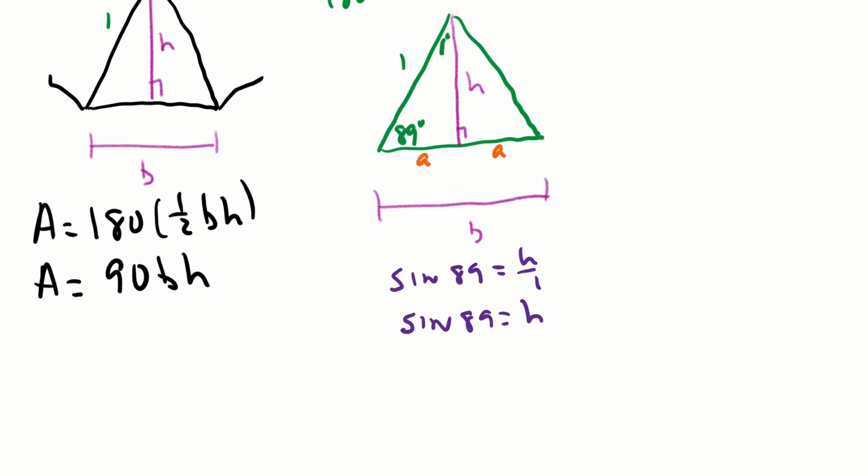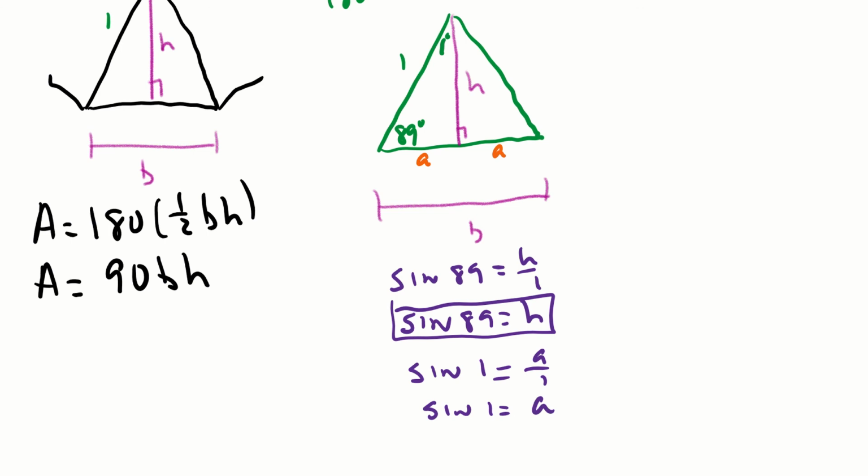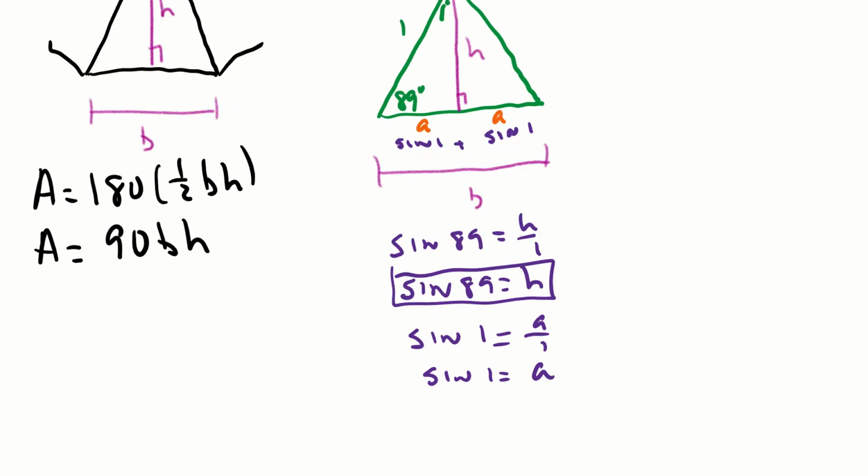So now I need the base, and so I need to find what a is. To get a, I'm going to use 1, and I'm going to do the sine of 1. And again, you could do the cosine of 89, I just feel like this is a little easier. The sine of 1 is going to equal a over 1, so the sine of 1 equals a. And so remember, if this is sine 1 and this is sine 1, to get b I have to add them together. So to get b, that is going to be 2 sine 1. And so that's what my b equals.